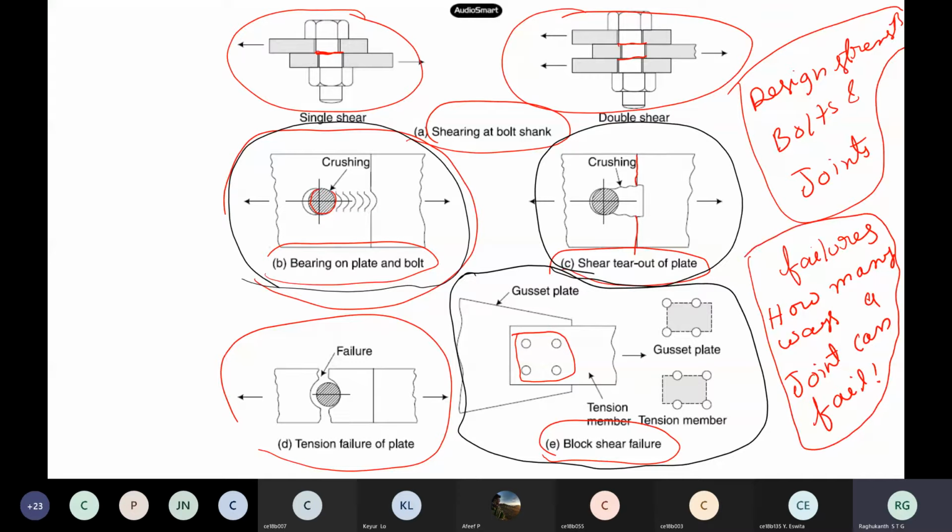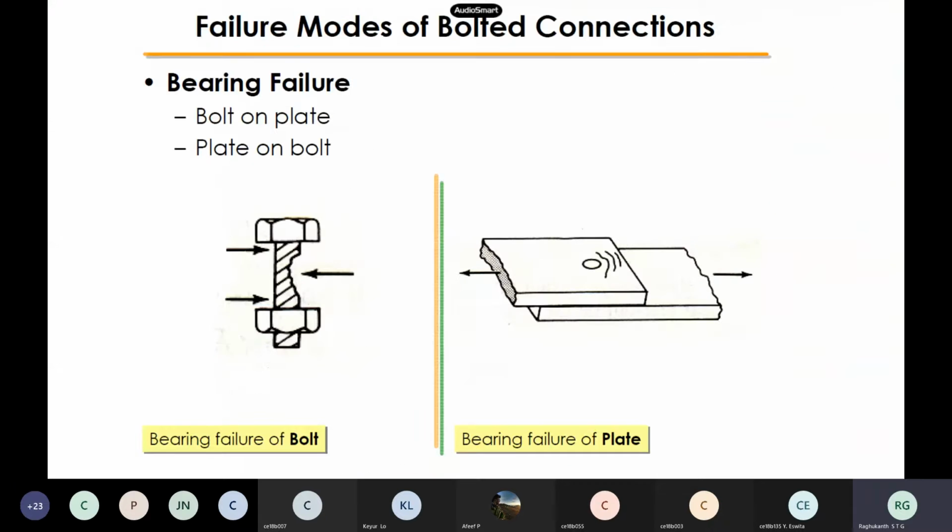People have done a lot of experiments and found that these are the possible failures. Now when you are designing a joint or a bolt, your design strength should be such that it is able to sustain all these failures. That is the design criterion.